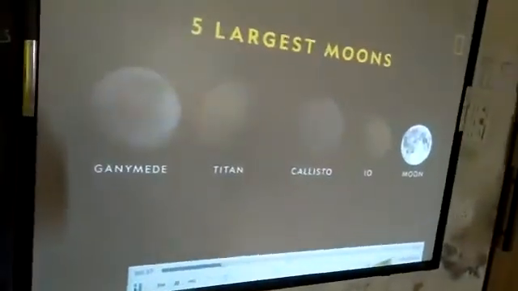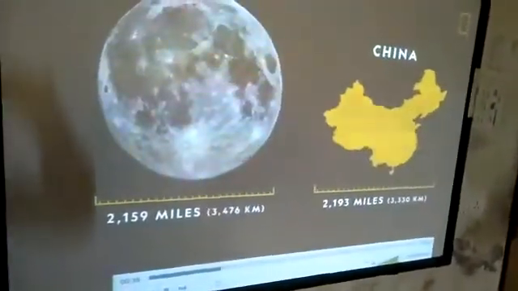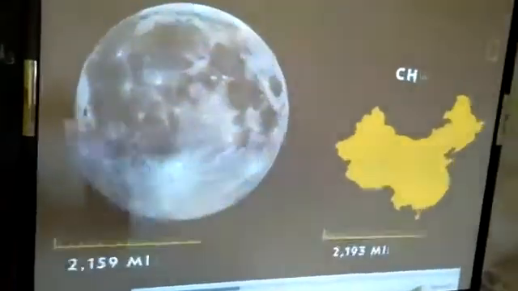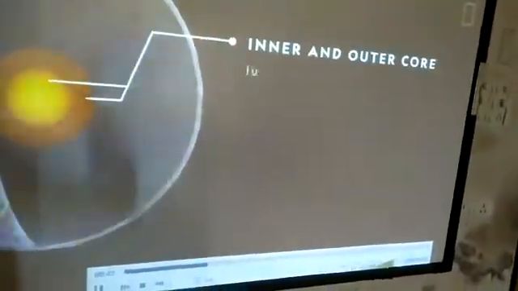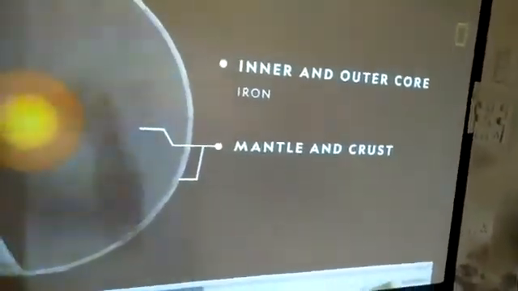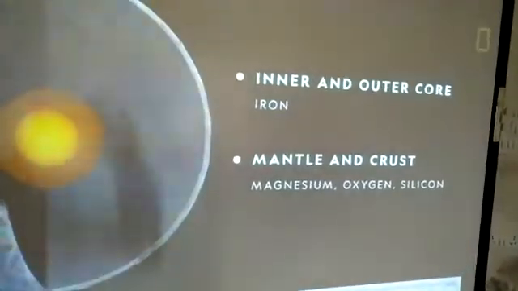Satellite in the solar system, with a diameter just under the width of China. It's composed of an iron-rich core, plus a mantle and crust containing minerals made of magnesium, oxygen, and silicon.